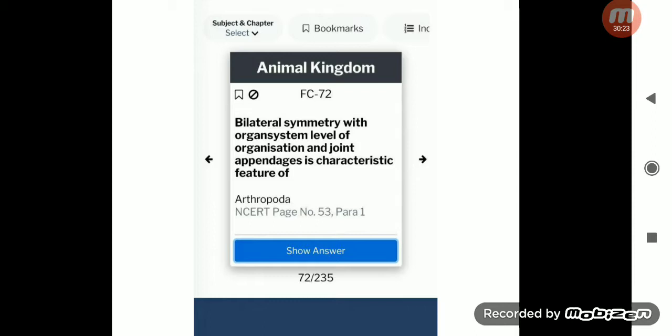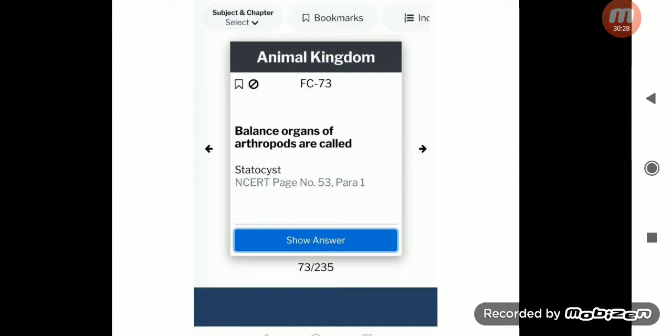Balance organs of arthropods are called statocysts.